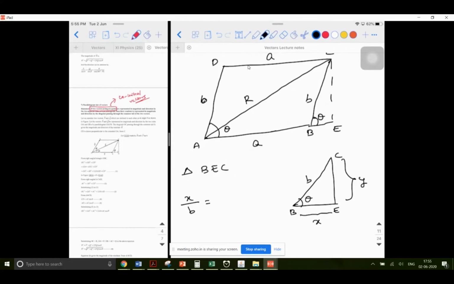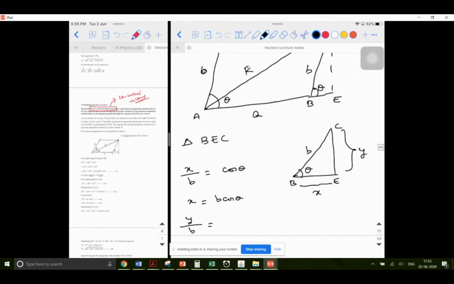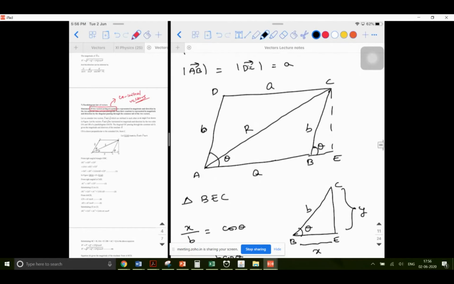It is cos theta, because adjacent by hypotenuse. So X will be equal to B cos theta. Similarly, what is Y divided by B? Sin theta, very good. Y divided by B is sin theta, so Y will be equal to B sin theta.